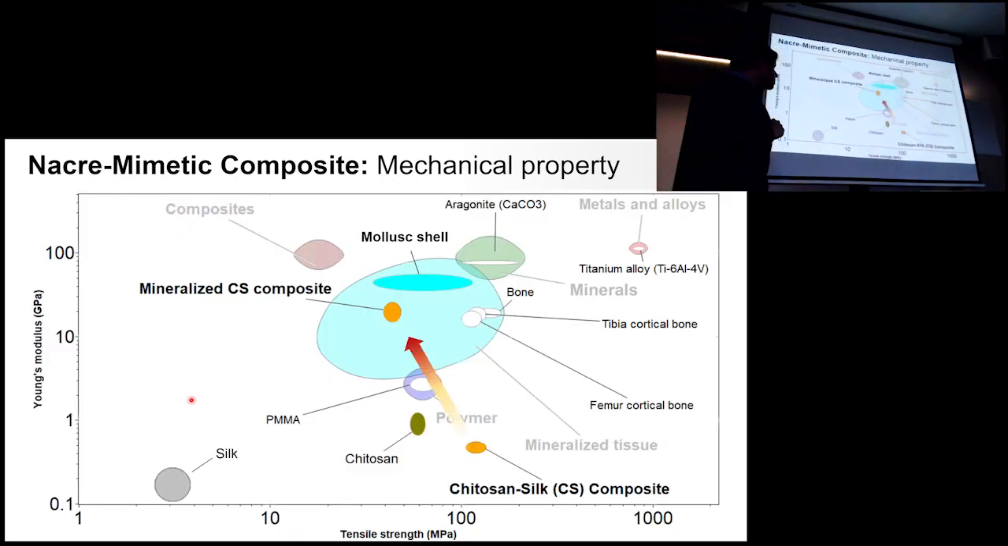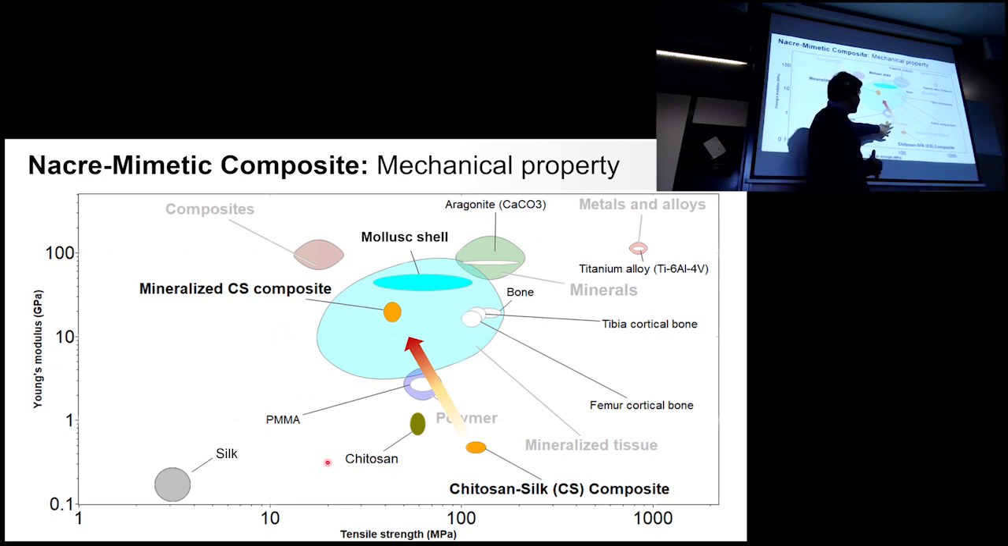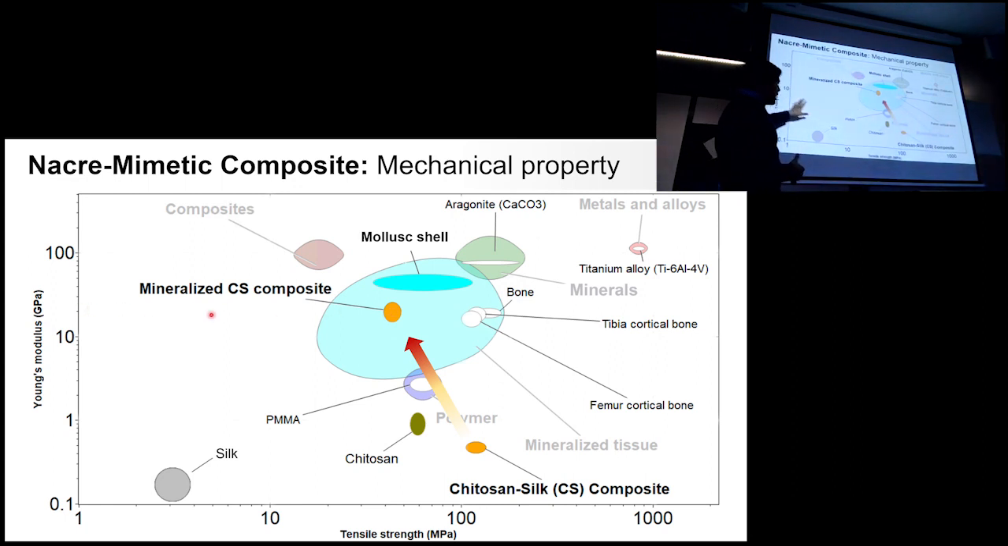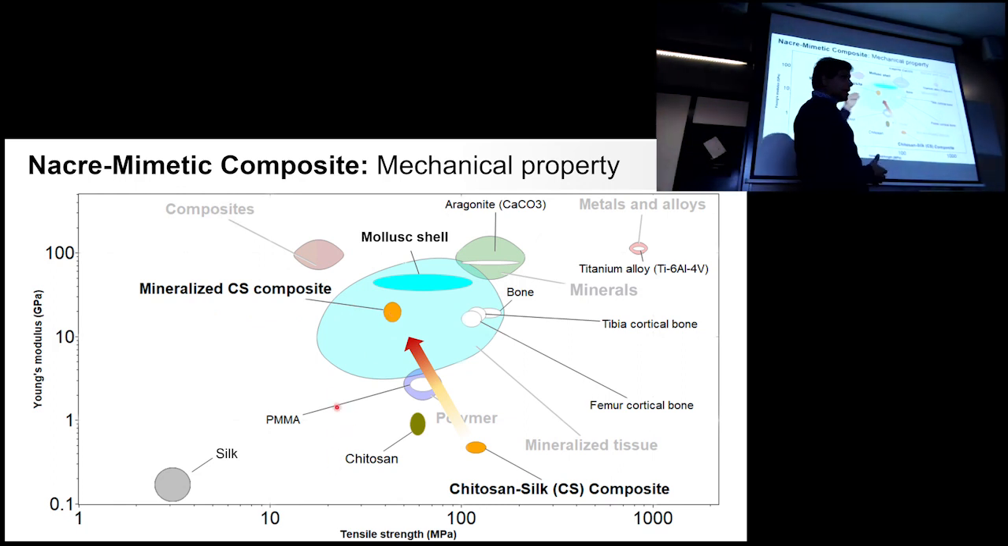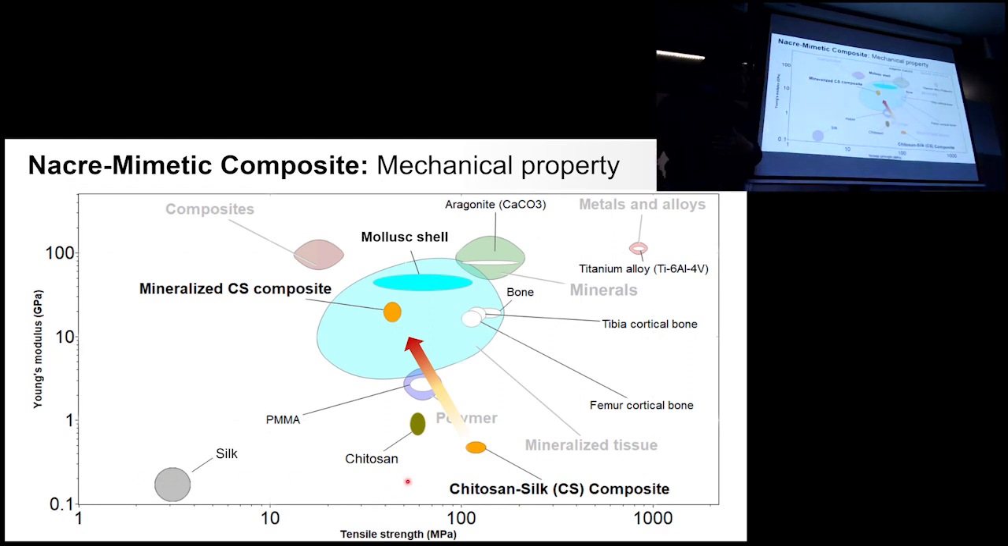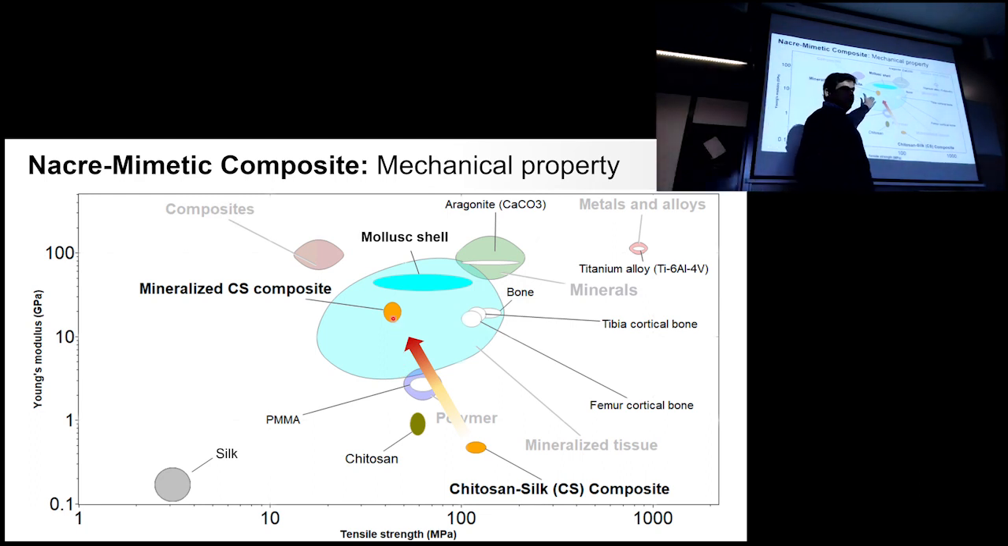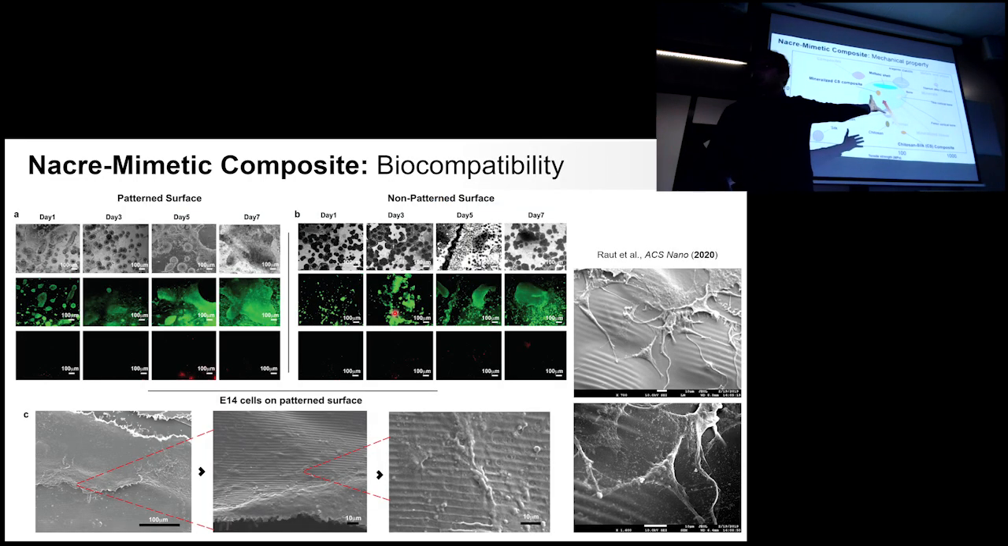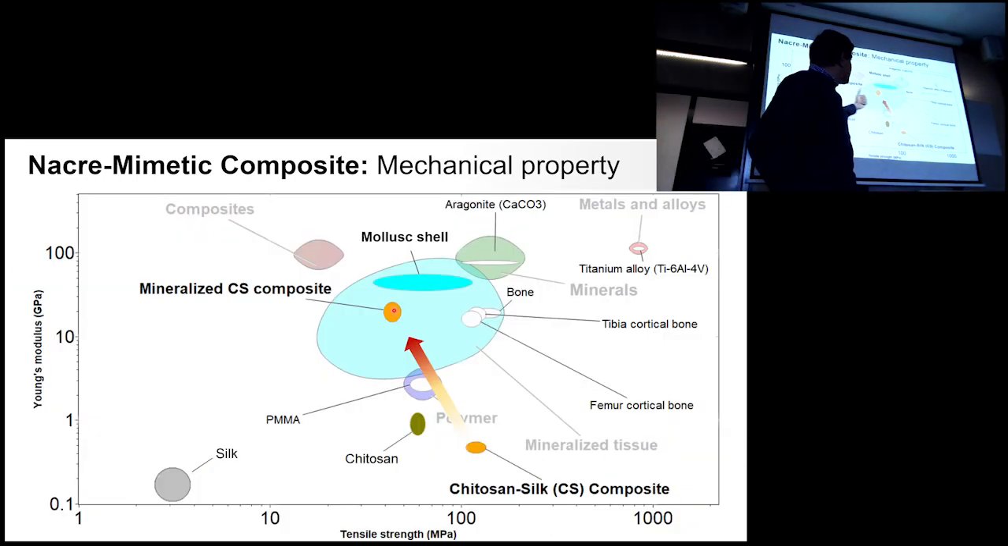Okay, so now where we stand. So now we have this mineralized chitosan-based composite, and we see that in comparison to chitosan, this composite now has a much higher stiffness, and the stiffness is about 10 times higher than that of chitosan, and the tensile strength is almost twice that of chitosan. Okay, and now, as you can see, its mechanical properties are comparable to that of mineralized structures, mineralized bone, for example.